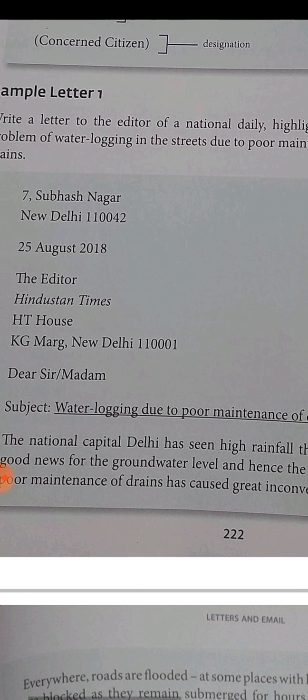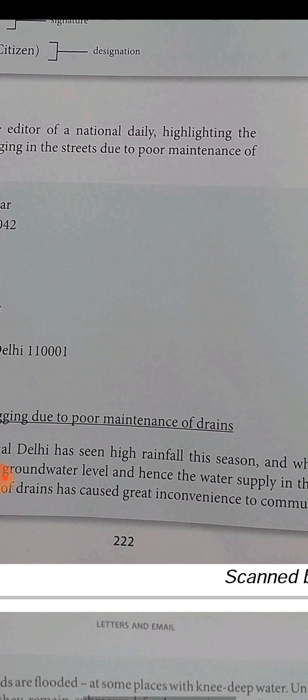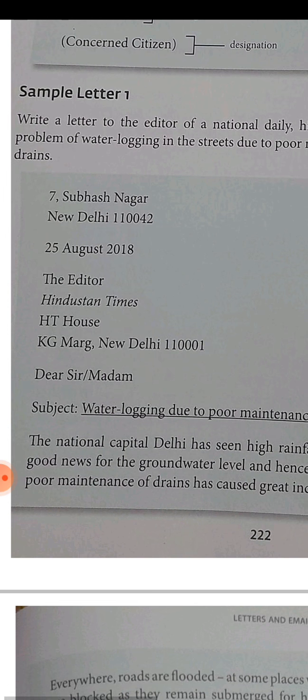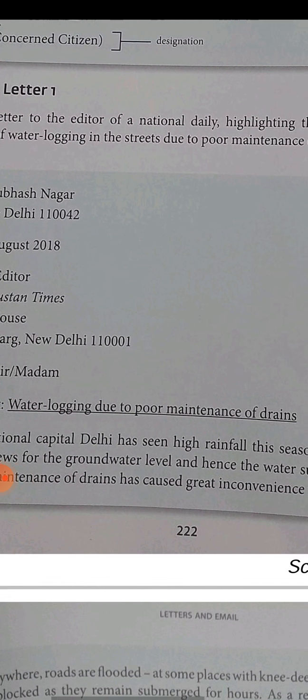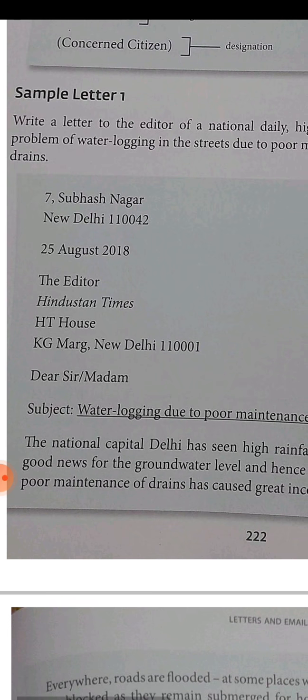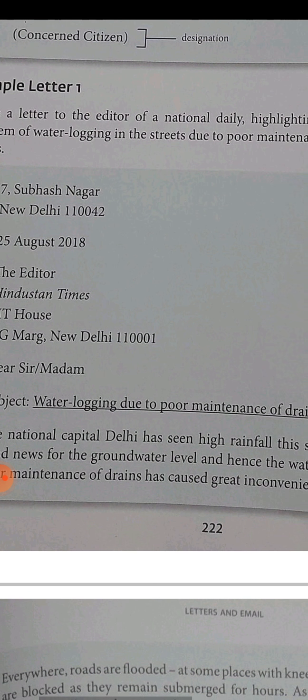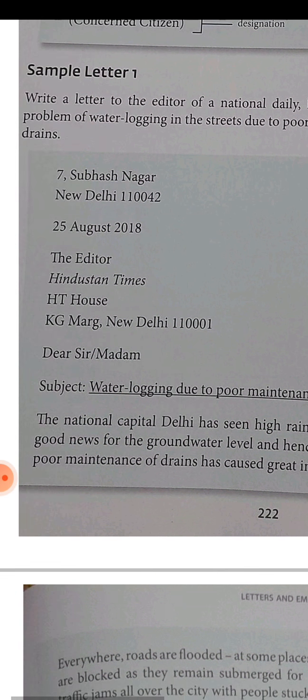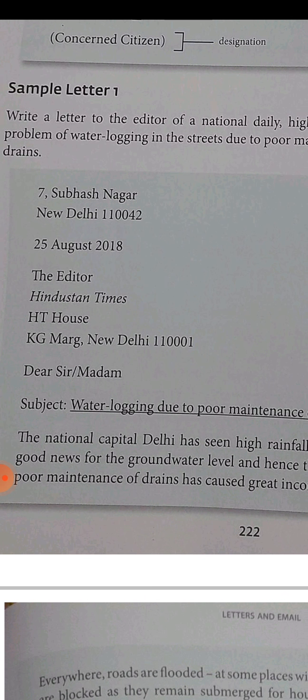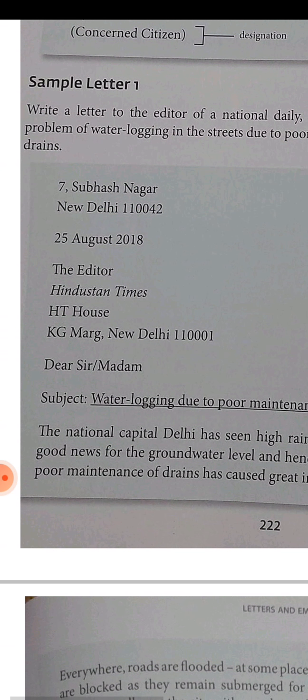Write a letter to the editor of a national daily highlighting the problem of waterlogging in the streets due to poor maintenance of drains. So you must have seen that during rains there is waterlogging on the streets, and the drainage system is not proper. So because of that there is waterlogging in the streets. So water gets filled in the streets or the roads. Why? Due to improper drainage.